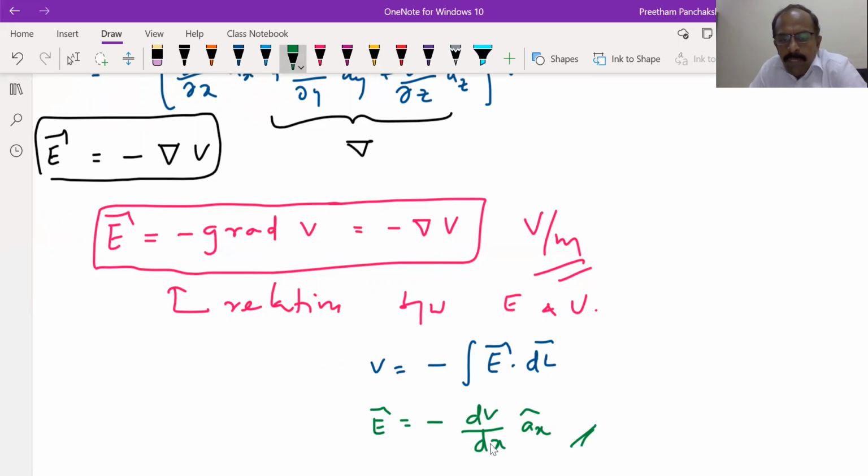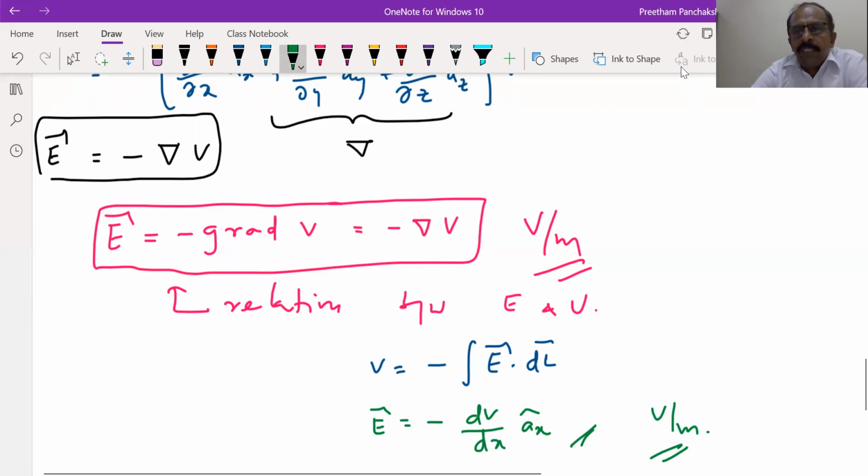So dV by dx. Potential is a function of only one variable x. So the partial differentiation becomes ordinary differentiation. When the potential changes with more than one variable, we go to partial differentiation. So just for the sake of consideration, I have taken one variable x. So it is dV by dx. So field is the differentiation of the potential. Potential is the integration of the field. That's volts per meter. So that is the result expected from this discussion.